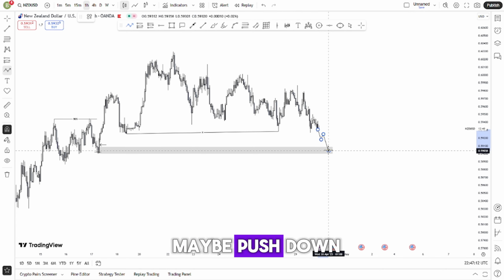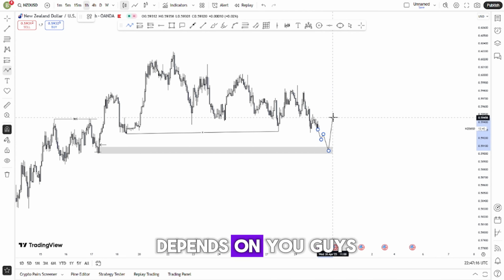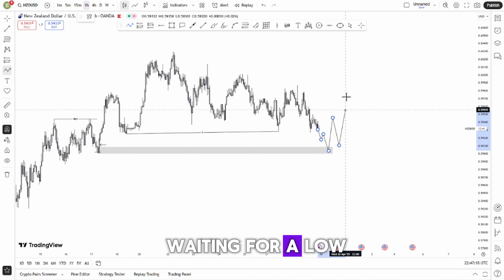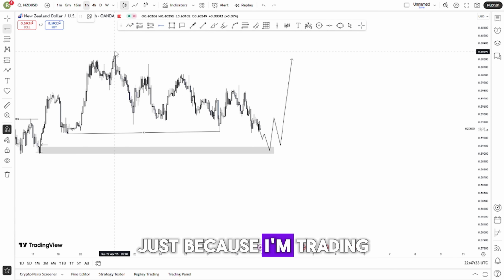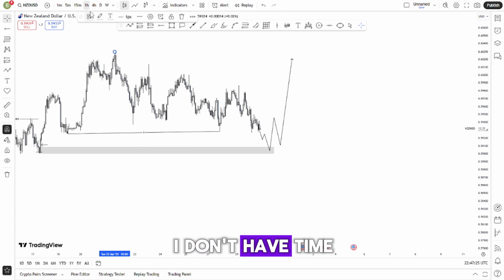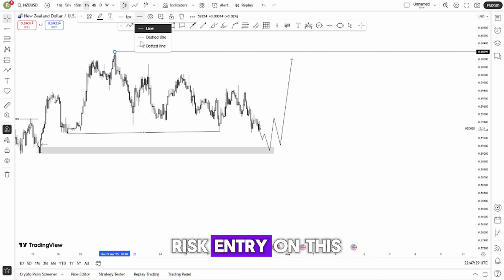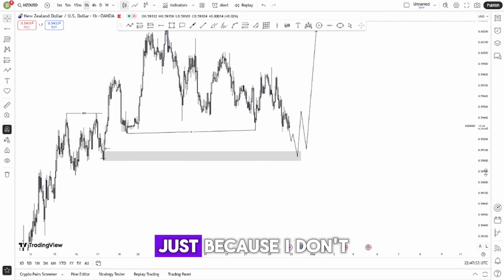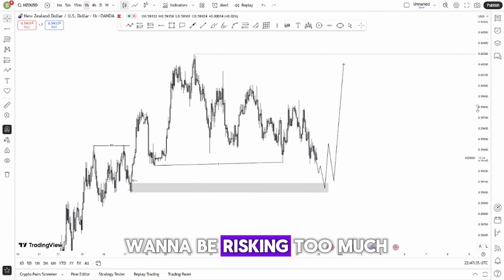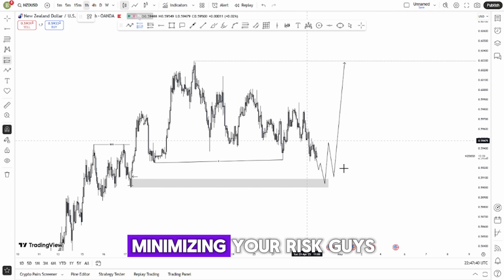So let's say maybe push down, tap into it, risk entry, no risk entry, it depends on you guys. But I'll be waiting for a low risk entry so that I can protect my accounts, just because I'm trading multiple accounts. I don't have time to be managing each and every one of them. But going low risk entry on this entry here should be an ideal position for me, just because I don't want to be risking too much. Low risk entries are very good when it comes to minimizing your risk, guys.